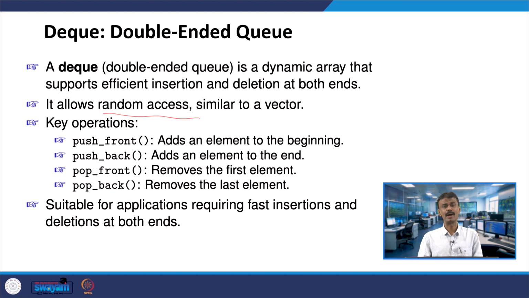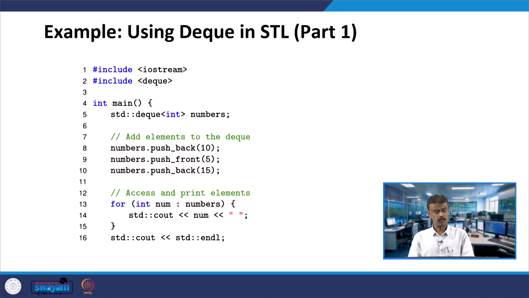In fact, when you want fast insertions and deletions at both ends, this particular data structure is used, and you call it a doubly ended queue or deque. Now we will take an example. I will include iostream and deque, and under the deque class it is an integer, we take numbers. Numbers is an object coming under deque, with integers as elements.